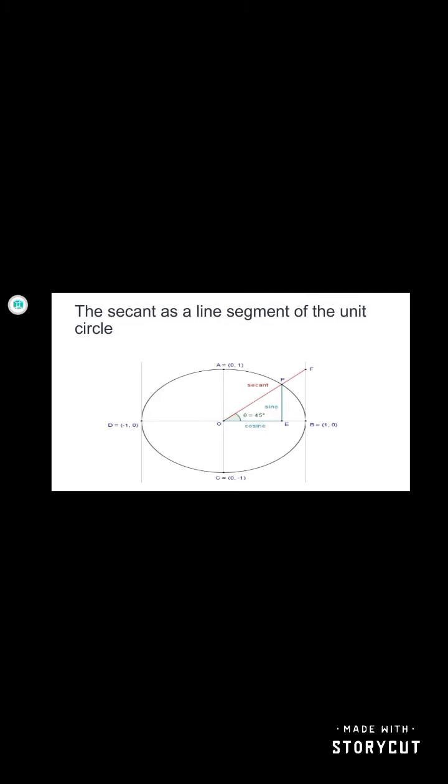The secant as a line segment of the unit circle. Like the other trigonometric functions, the secant can be represented as a line segment associated with the unit circle. The diagram shows the secant for an angle of rotation theta of 45 degrees measured anticlockwise from the positive x-axis. Line segment BF lies on the line that is tangent to the circle at point B. Line segment OF, shown in red, represents the secant and is an extension of line segment.